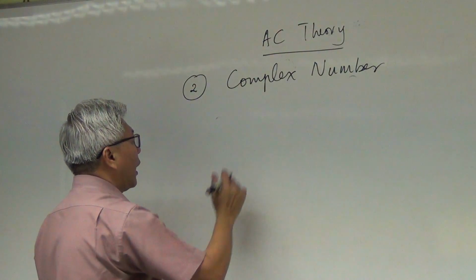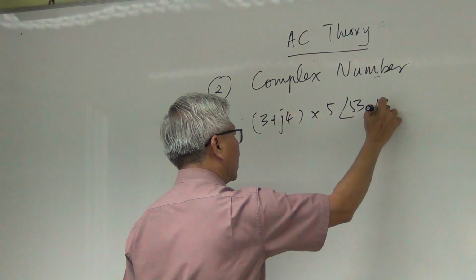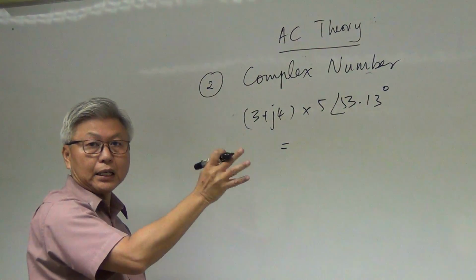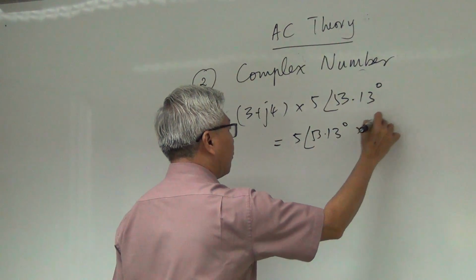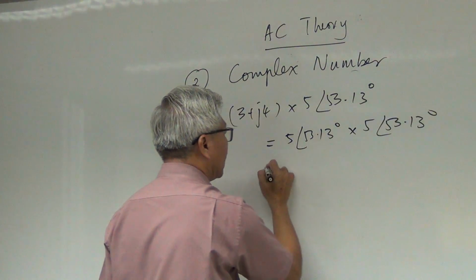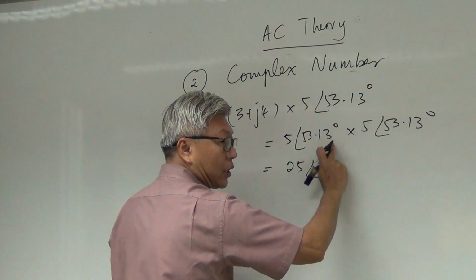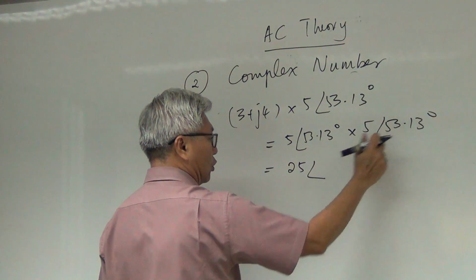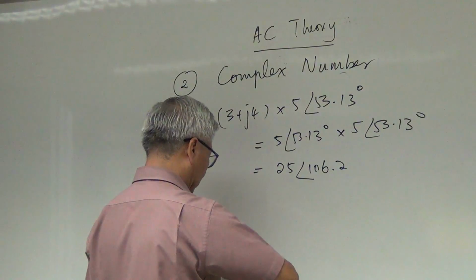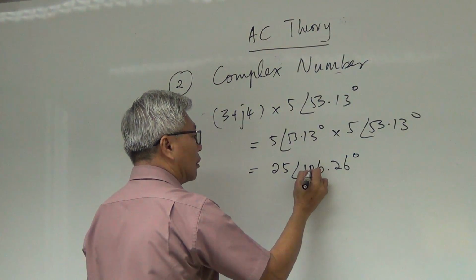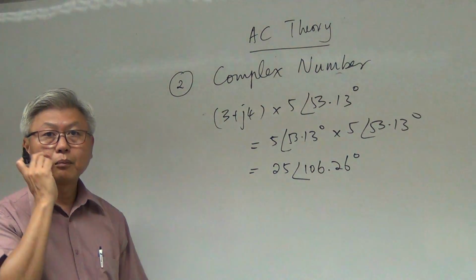Multiplication. If I have two numbers that I need to multiply, I must make them both in polar form. So that is 5∠53.13° multiplied by 5∠53.13°. 5 multiplied by 5 becomes 25. The angle you add, multiplication you add. So 53.13 plus 53.13 is 106.26 degrees. Right? So for multiplication, both must be in polar form.